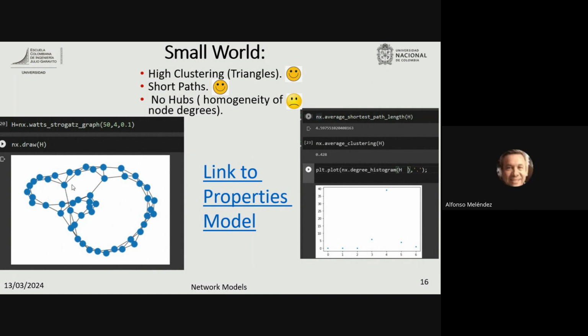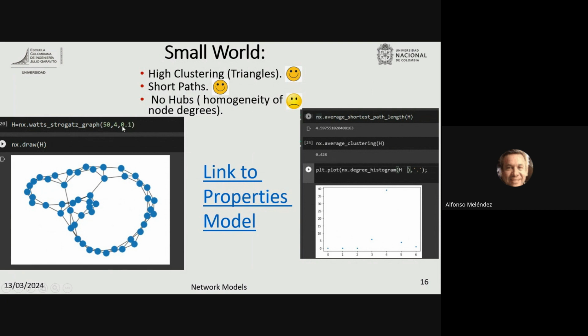Okay, in NetworkX there's a command for the Watts-Strogatz graph with these parameters. Look, this parameter is the number of nodes. This is the number of neighbors. In the case of the model we saw, it was 4. It could be 2, it could be 4, it could be 6, but the normal is 4, which gives a clustering of 0.5.